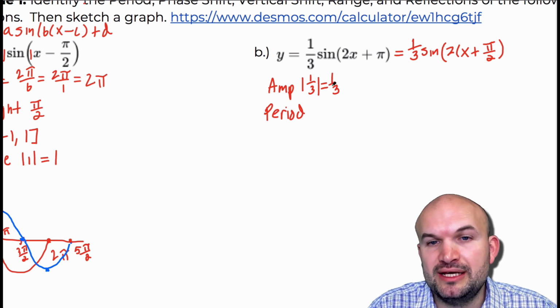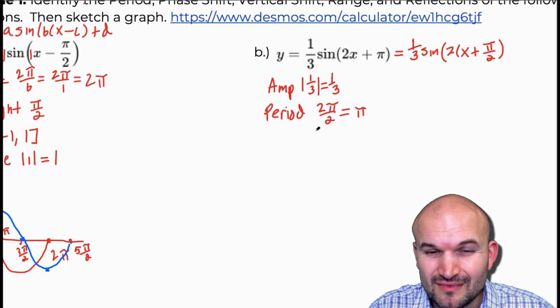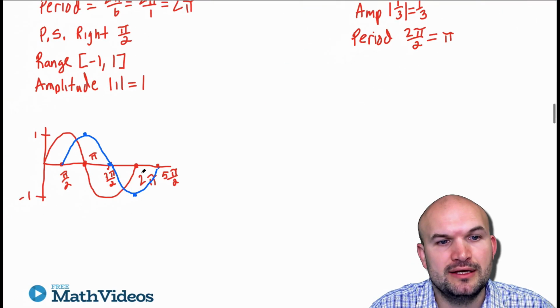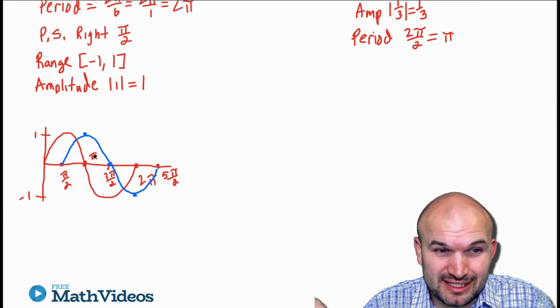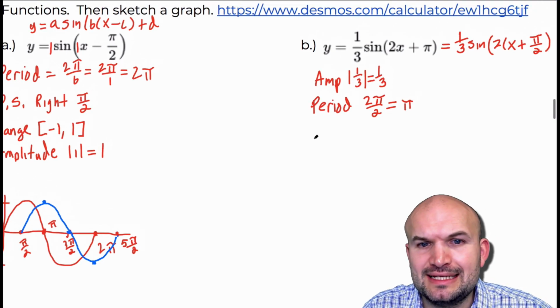Okay, the period is going to be, again, 2 pi divided by B. So I'll just do 2 pi divided by 2, which is equal to pi. And again, the period, you can see that instead of the graph taking 2 pi to repeat itself, now it's going to be scrunched. So it's being horizontally compressed into pi. And let's go ahead and see.